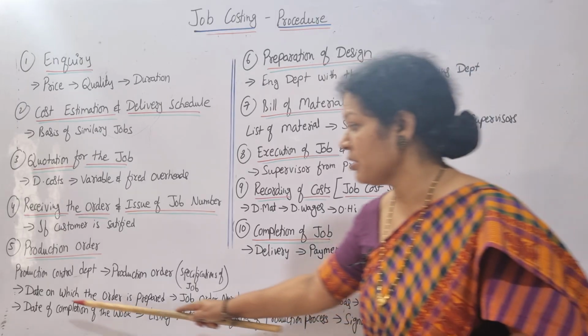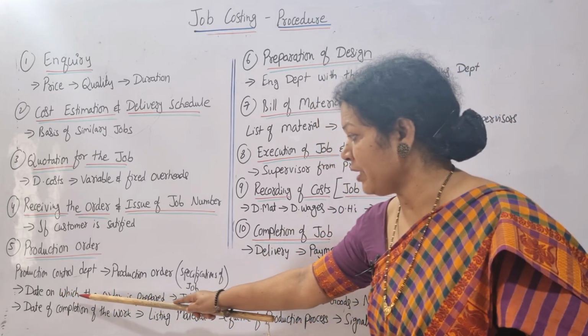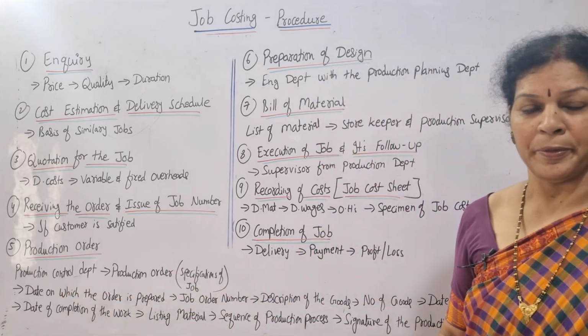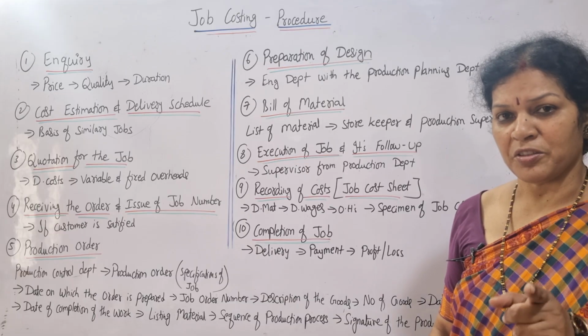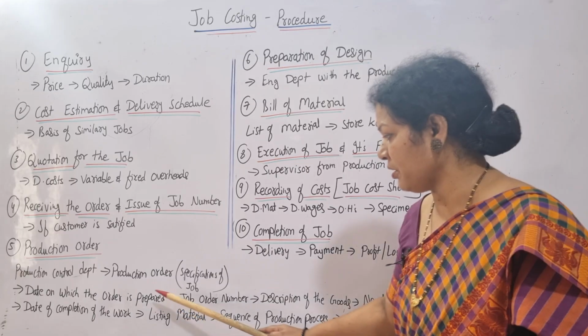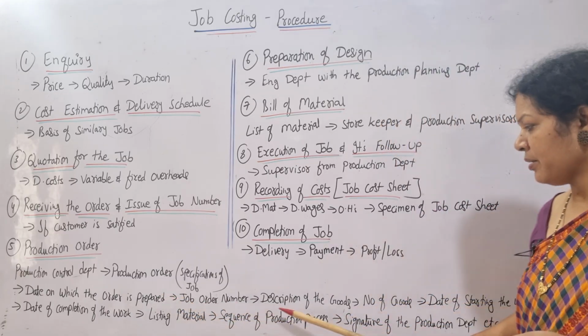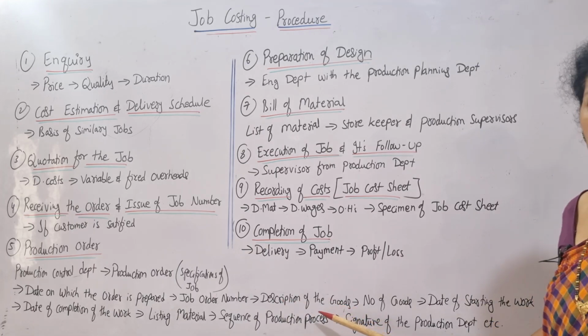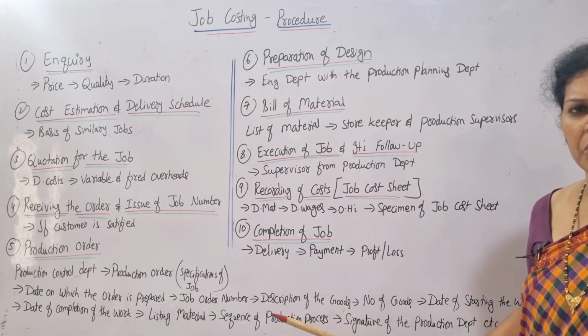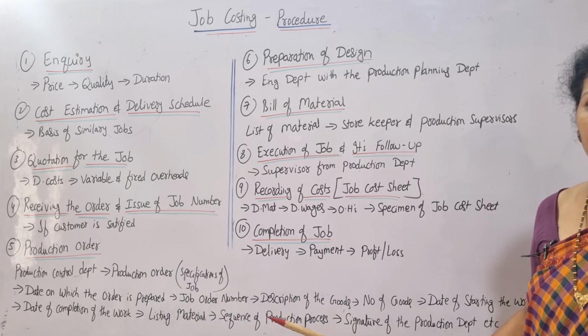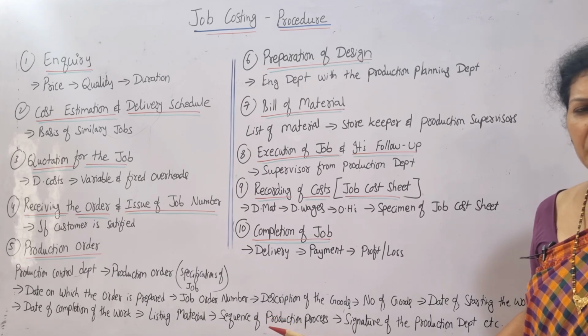What are those? The date on which the order is prepared, and the job order number. Description of the goods: how many goods, and what specification they are expecting, quantity, quality, etc.